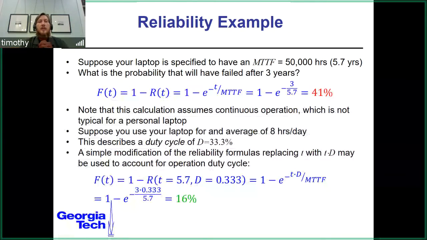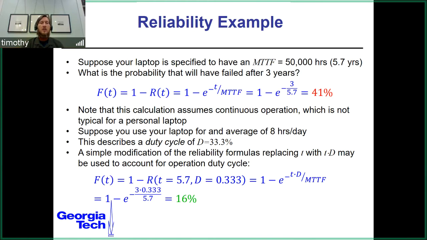Now let's go through an example. Suppose your laptop is specified to have a mean time to failure of 50,000 hours, which is approximately 5.7 years. What is the probability that it will have failed after 3 years?